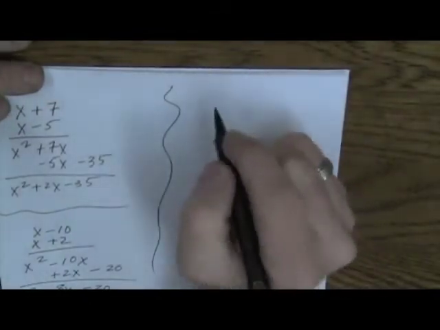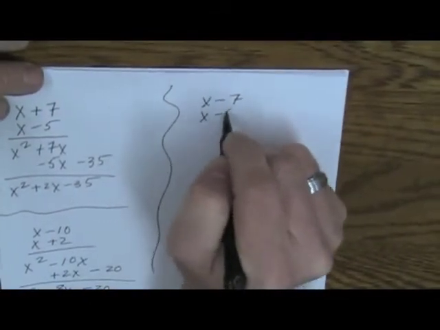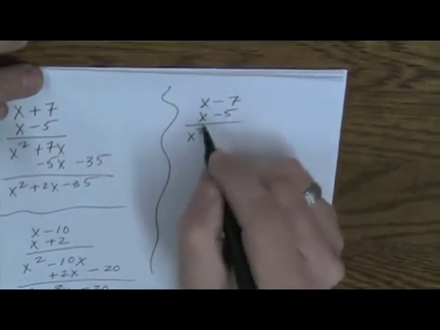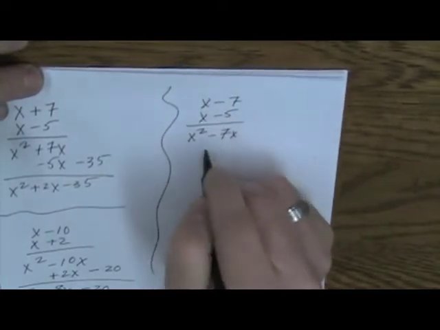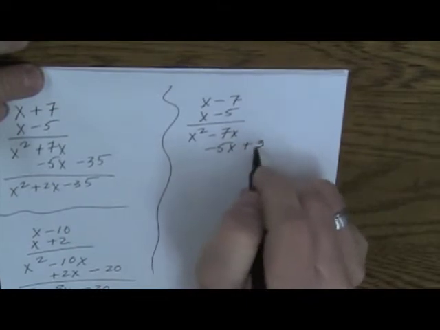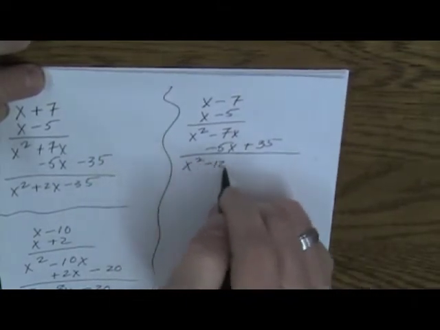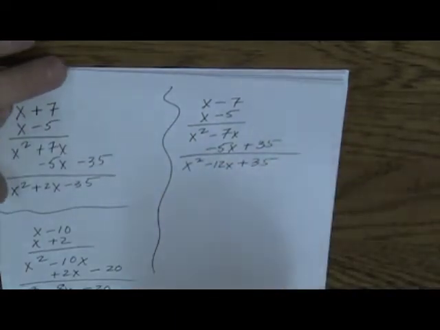When signs are the same, like if you're doing x minus 7 and x minus 5, you're going to multiply this, get x squared, get a negative 7x, get a negative 5x, and get a positive 35 here. So when we multiply, you get x squared, a negative 12x, and a positive 35. Okay, and I'll explain a couple of things right here.